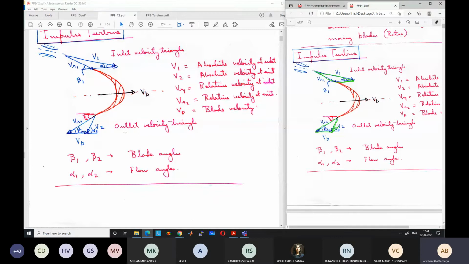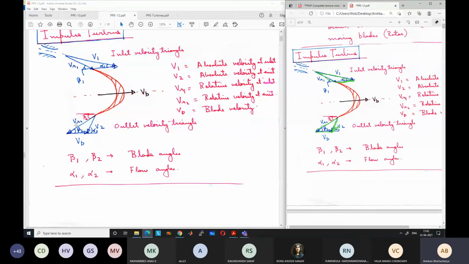So if there is no change in passage area between the blades, the flow comes at a relative velocity VR1. It also goes out at the same velocity VR2. If there is no change in passage area and there are no frictional losses, whatever is the inlet velocity, the flow just moves around the blade smoothly and goes out at the same velocity.